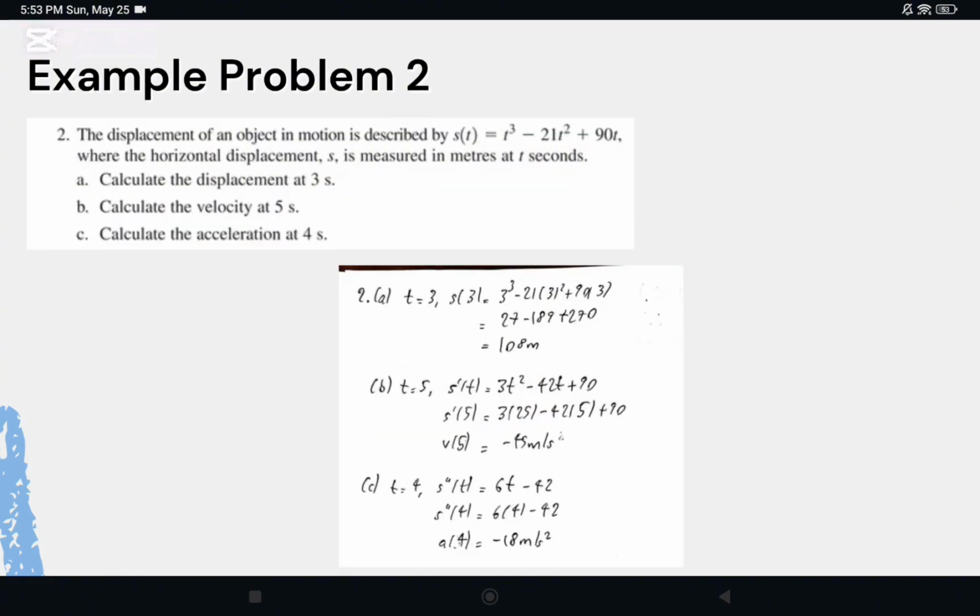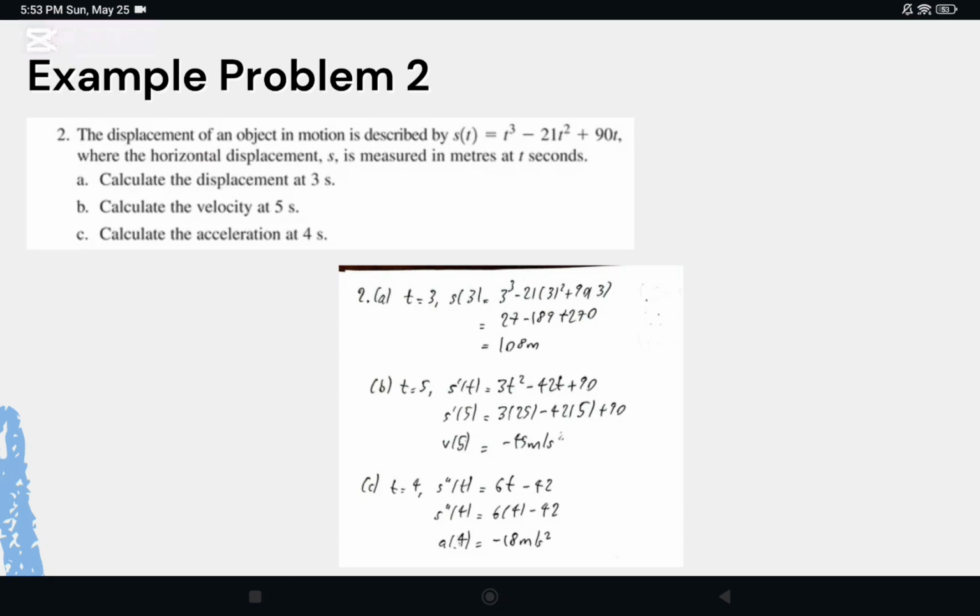Problem 2 is finding the displacement of an object in motion, where they already give the function, to be honest. We just need to calculate the displacement at t equal to 3, then calculate the v of t at t equal to 5, and lastly calculate the acceleration, which is the second derivative of s of t, by plugging in t equal to 4. Then we get the answer.